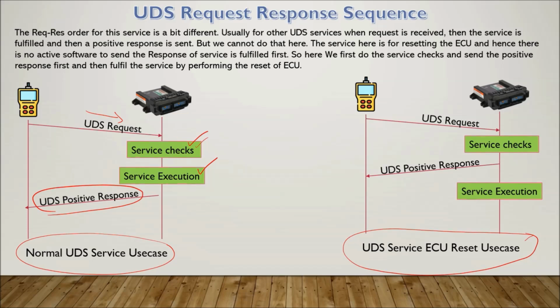But here, if you do the same, the request of the service is to reset. Who sends this response? The software part, right? But if you perform the reset first, there is no software itself active in the ECU to send the response. So for this service, what is the sequence? The UDS request is received from the tester. The service checks are performed. If it is determined that it is possible to perform the service, then before fulfilling the service, first we send the response.